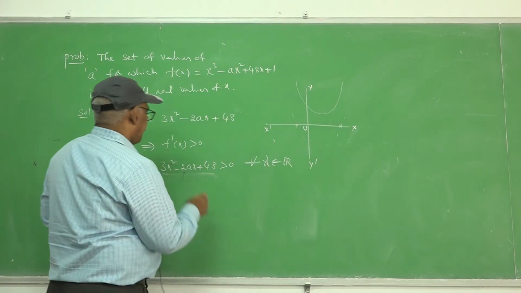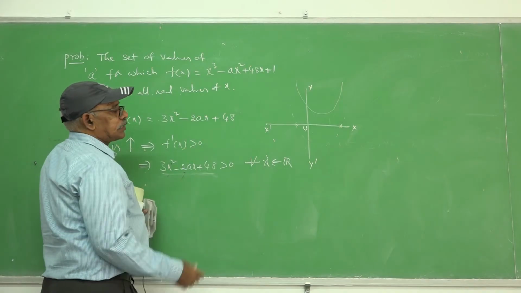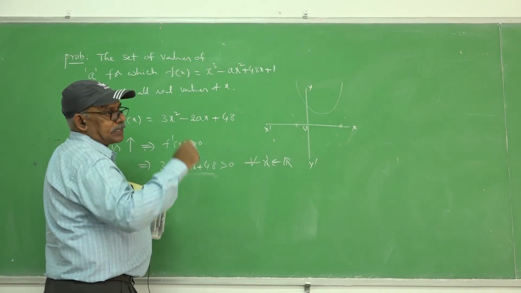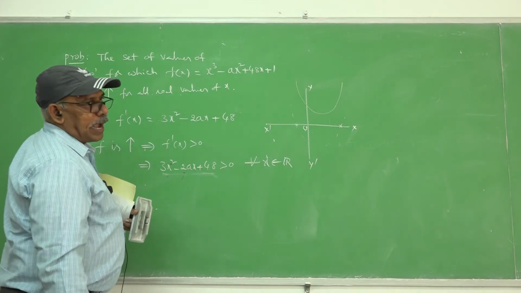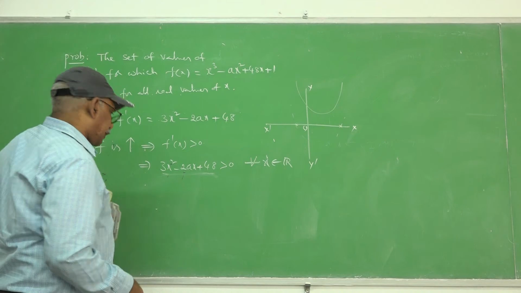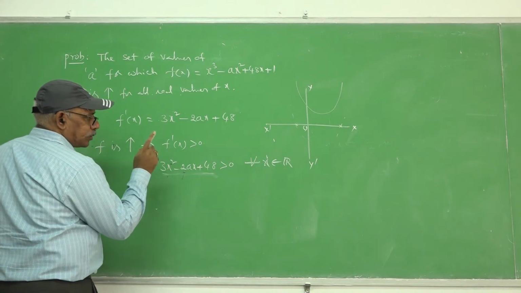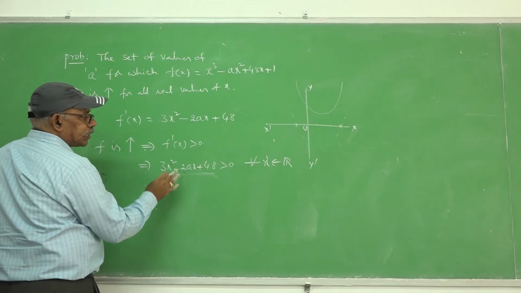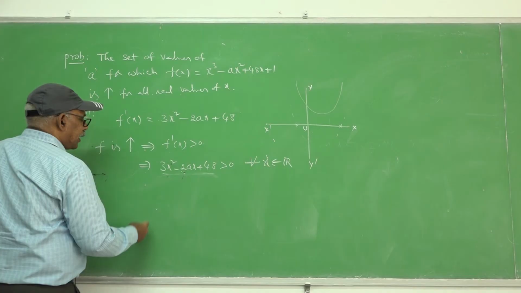But here, this is positive. It never crosses the x-axis. Hence, it is completely above the x-axis. The graph of this quadratic is above the x-axis only. Hence, it does not have real roots. Once this quadratic has no real roots, then its discriminant is negative. So this inequality is possible.